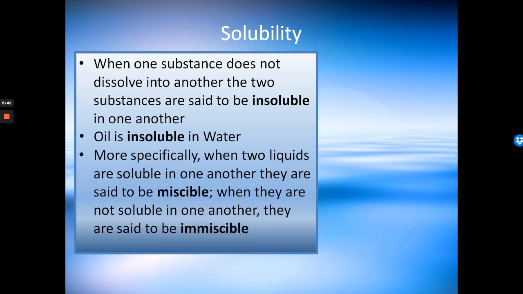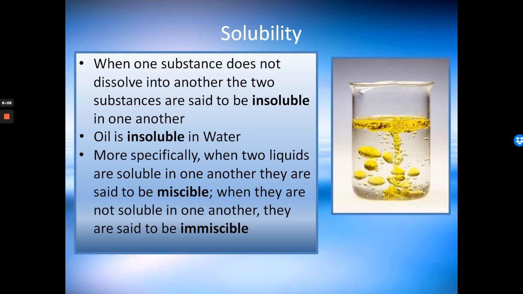More specifically, when two liquids are soluble in one another, they are said to be miscible. So we can say when they're soluble, they're miscible, which is the special sciencey term for it. Or when they're not soluble, or insoluble, we can say they're immiscible. Those are the alternative words for soluble and insoluble: miscible and immiscible.